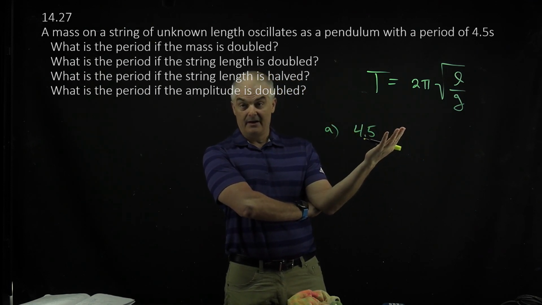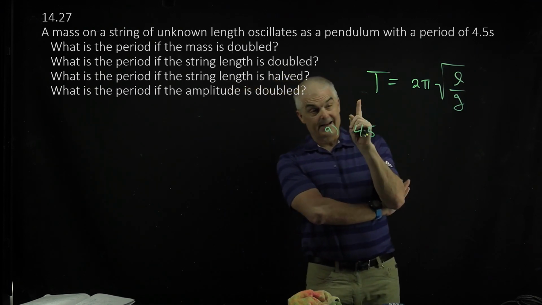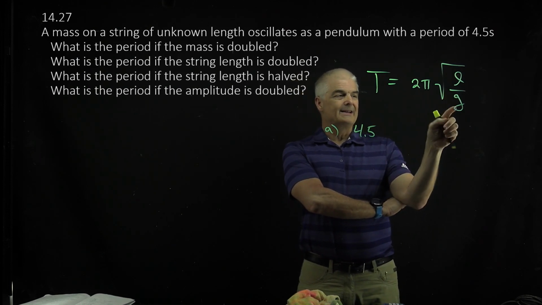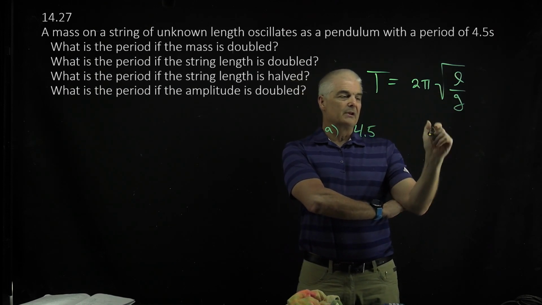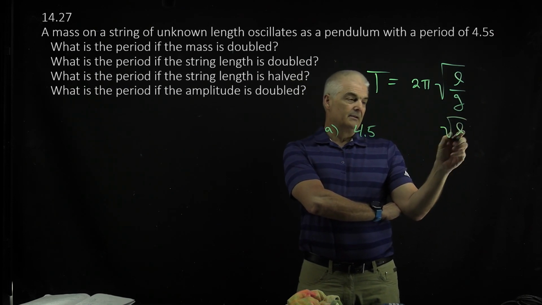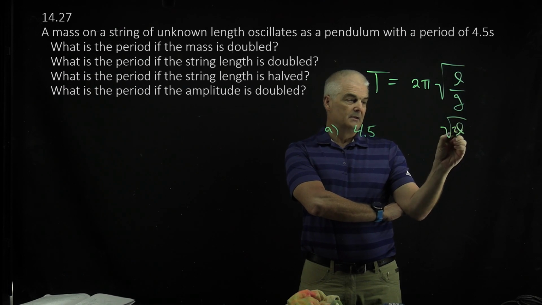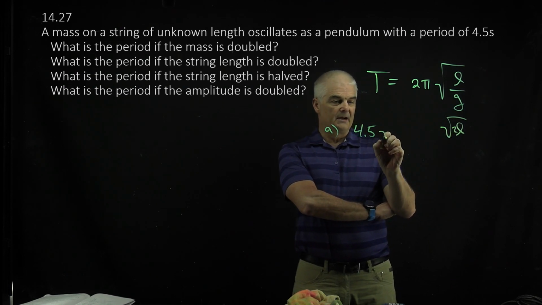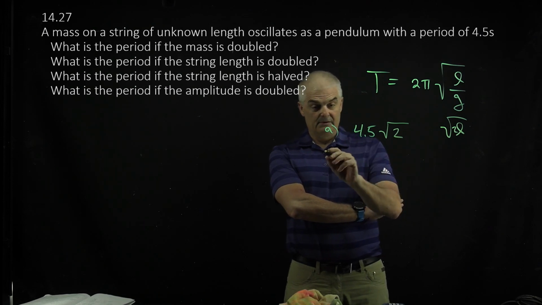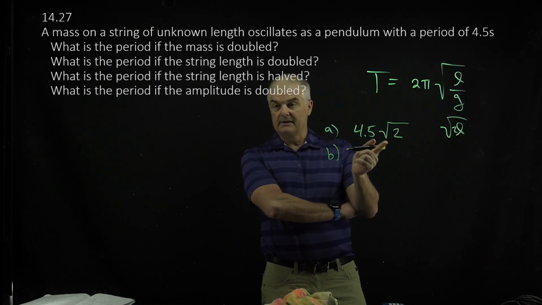Thinking about it, right? What if you double the length of the string? Now that does change. The 2 pi doesn't change anything. And the G and the 2 pi are going to be constant. So it's really almost like you're playing around with the square root of L. And if I double L, then L becomes 2L. So it's 4.5 times the square root of 2, whatever that is, right? You'll have to calculate that numerically, right?